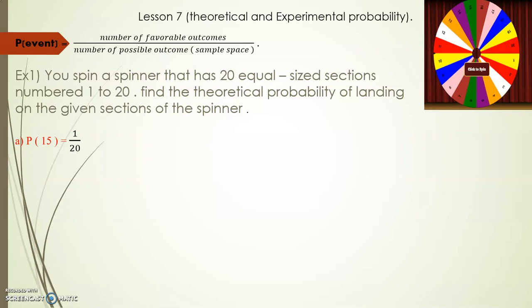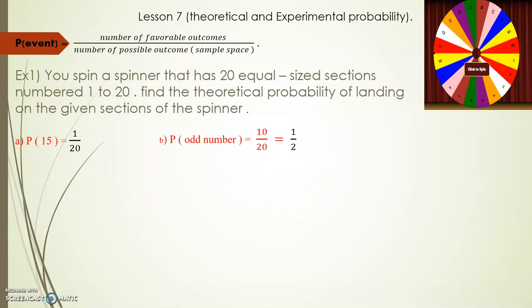Probability of 15 means number of favorable outcomes divided by sample space. So how many 15 are there? Yes, it's just 1. So number of favorable outcomes will be 1 divided by sample space equals 20. So the result equals 1 out of 20. And letter B, probability of odd number.